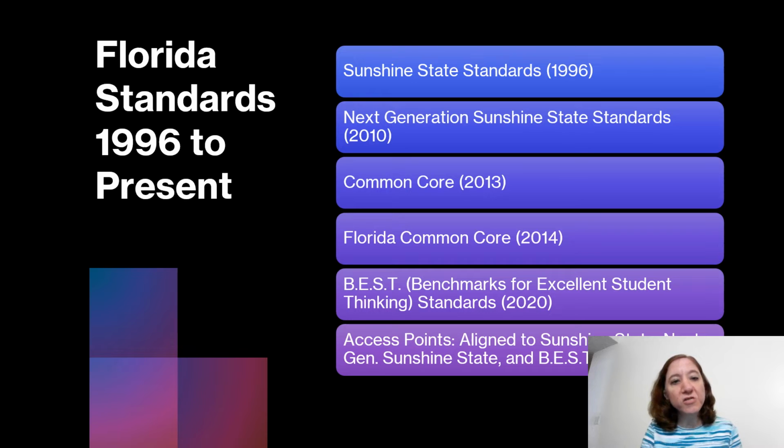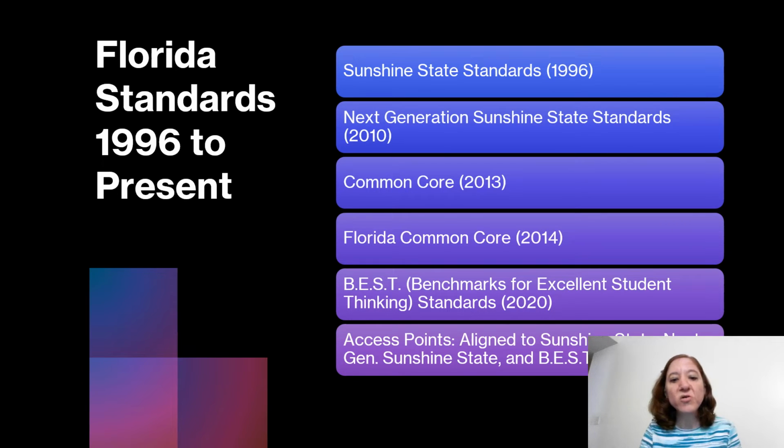So based on the research, I was very interested in how well the Unique Learning Systems elementary grade bands 3 through 5 align with the B.E.S.T. standards that we currently use in Florida. This is a quick snapshot of the progression that we have gone through since 1996. We started out with Sunshine State Standards and went to Next Generation Standards. We were Common Core 2013 to 2019, 2020. Then we adopted B.E.S.T. Benchmarks starting in 2020.